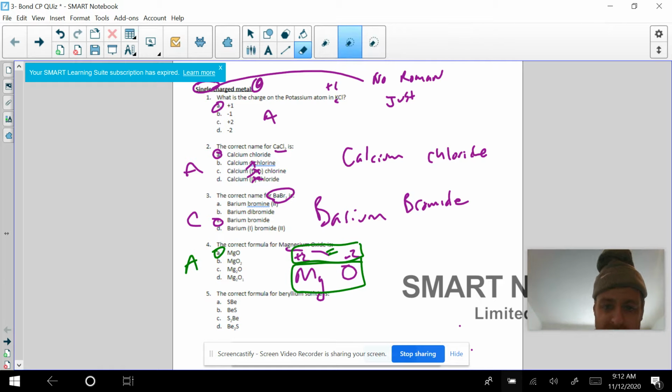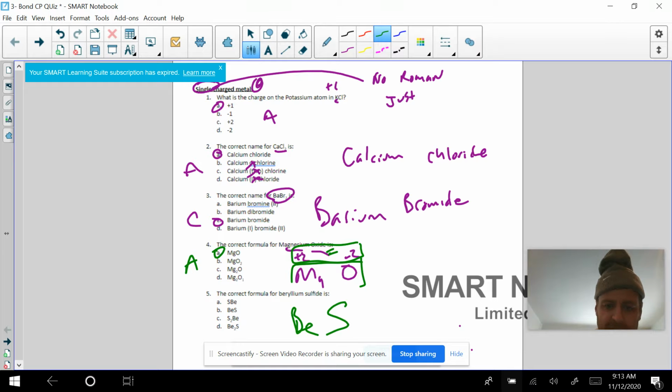Okay, the next thing is beryllium sulfide. Okay, so Be and S. Write out the elements, find the charge. Be on the periodic table is +2. Sulfur is -2. Oh, what do you know? They're equal. I don't have to crisscross because they're equal. Answer BeS. B.